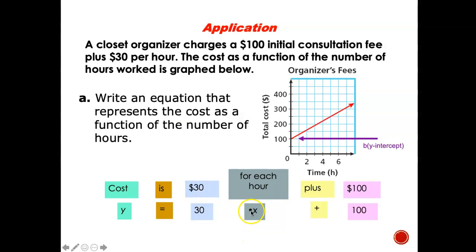We will know what x represents, because you can look at the graph here. At the x-axis it says time or hour, so we know that x represents the time. So now we just clean this up. The equation will look like y is equal to 30x plus 100. If you want your variables to be represented by the real life situation, you can change y to cost and x to time, or hour, so that it's easier to follow.